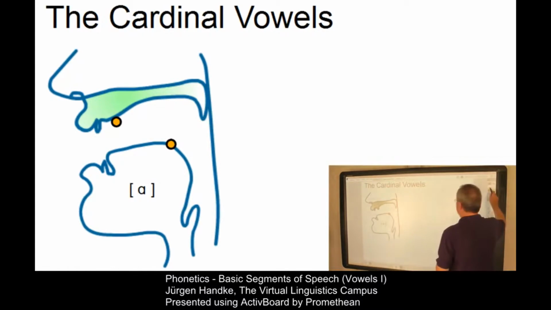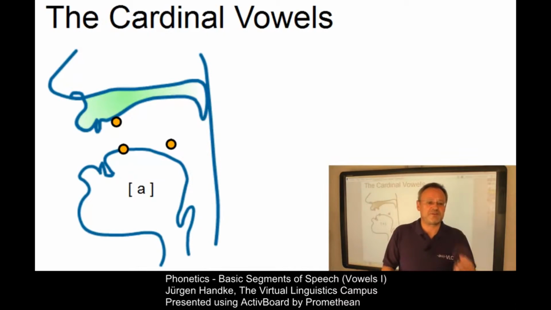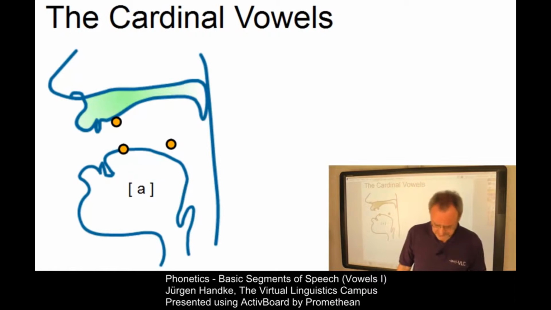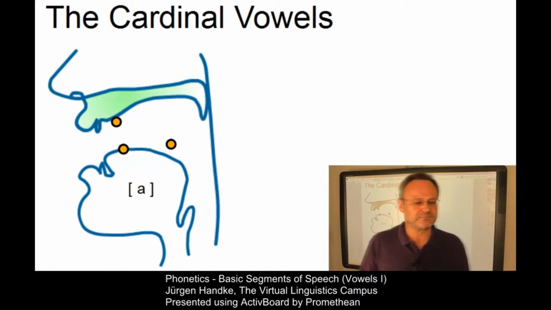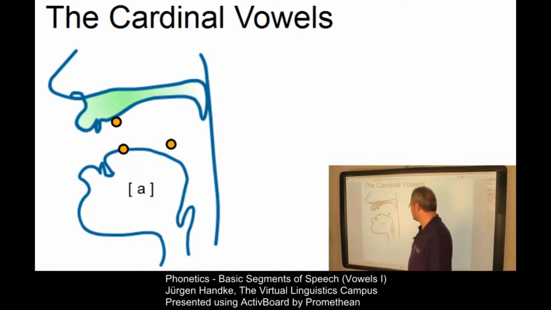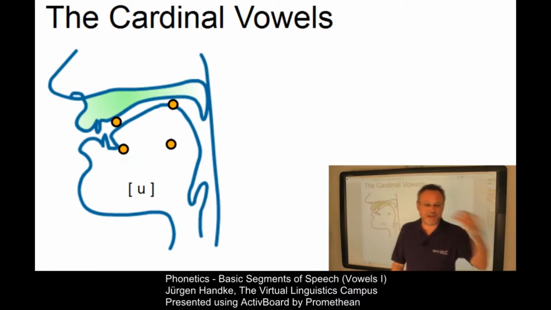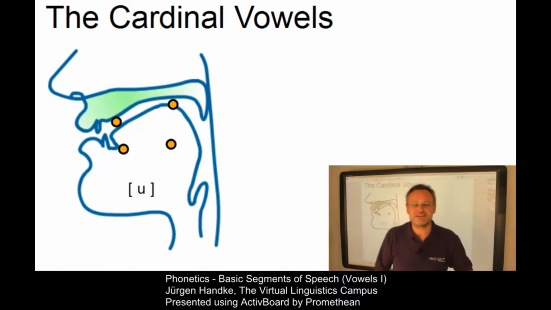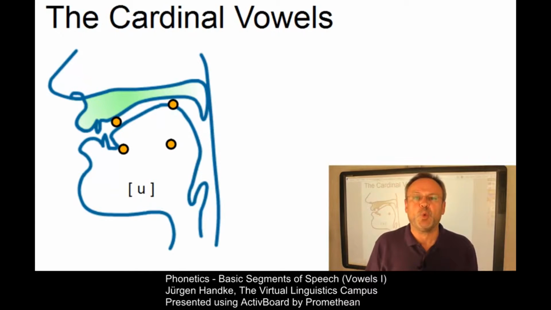Now we need 2 further points. The next one is a reference point where the tongue is extremely low and has the most front quality, and the result would be something like ah. And finally, we need a vowel that is produced with a back quality, where the tongue is extremely high in the mouth. The result is something like ooh.